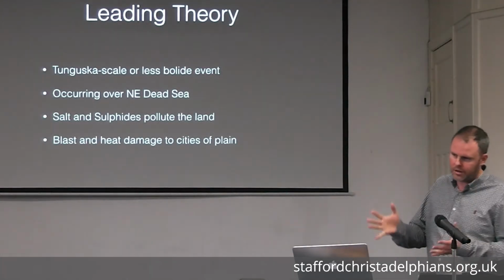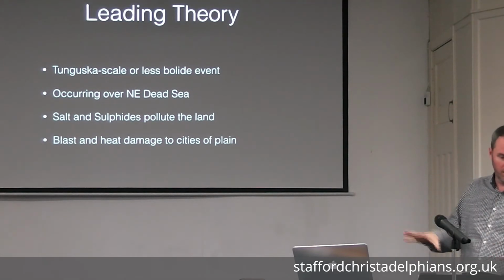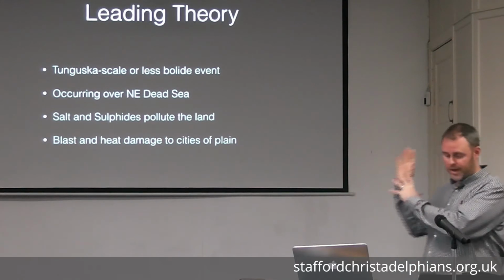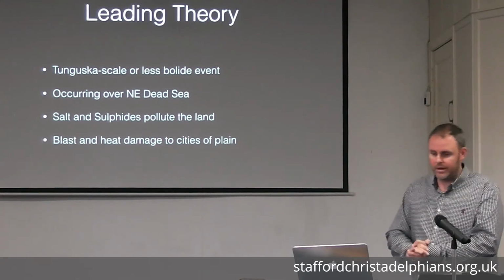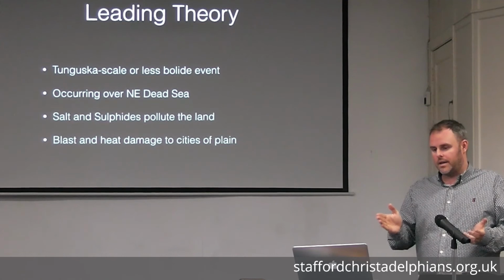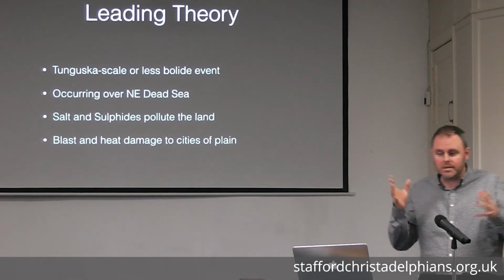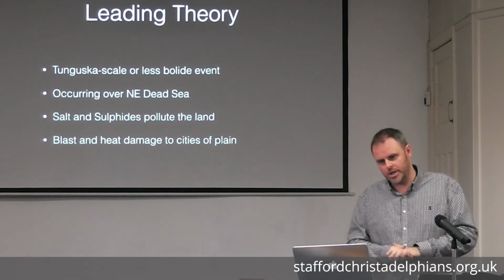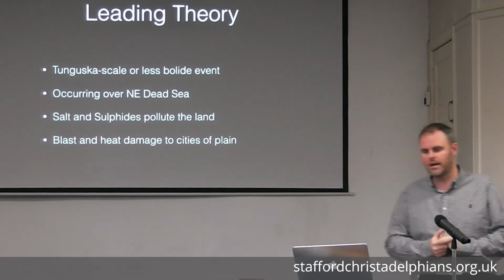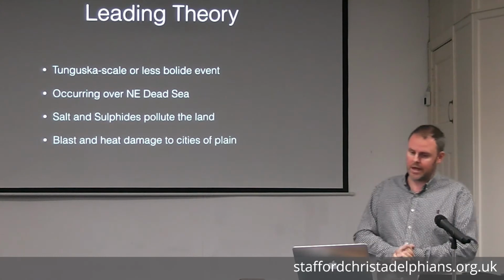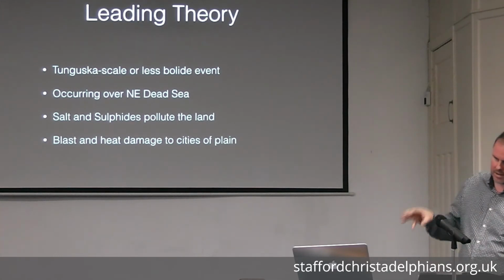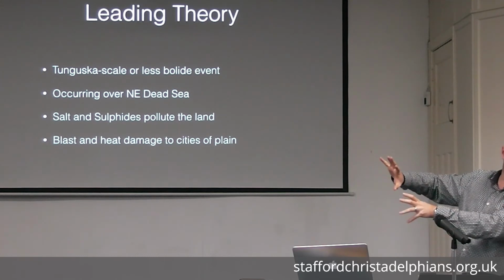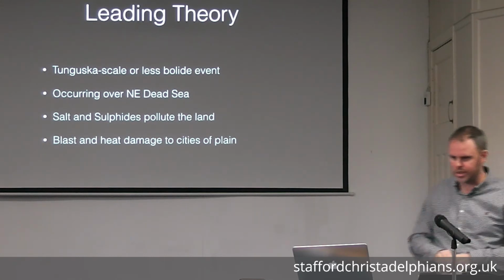And so the leading theory, this is now from the archaeology, not necessarily from the biblical text, this is the archaeology of that site. The leading theory is that there was a bolide event at Tunguska scale, that is to say that 10 megatons of TNT event in Russia that flattened hundreds of square miles of forest, that a bolide event of that sort of scale occurred over the northeast Dead Sea. And they can see from the way in which different buildings were charred the direction from which this came.